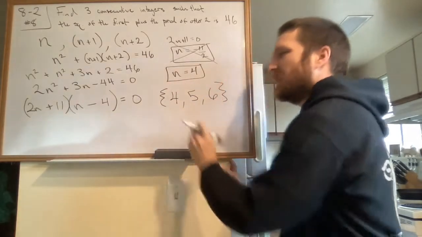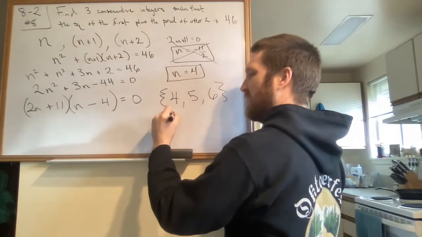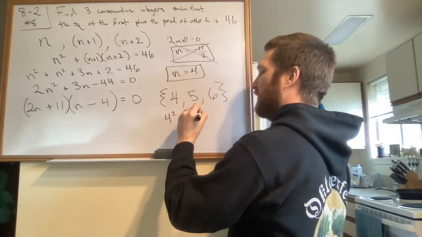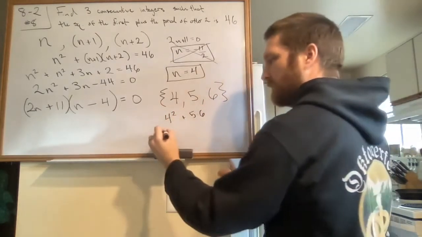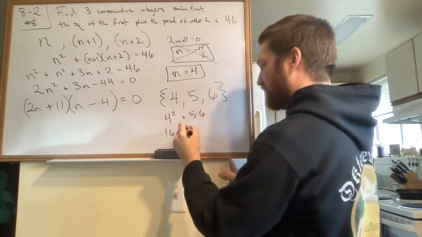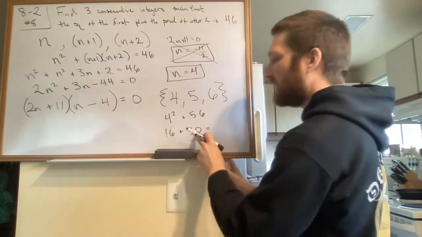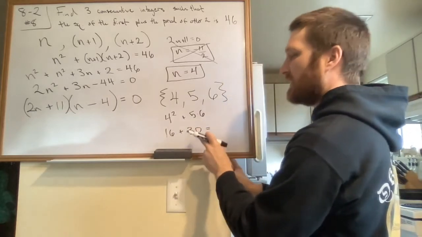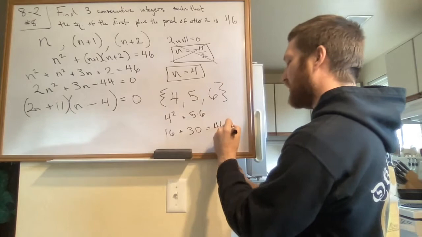And let's just double check that when I square the first and add it to the product of the second and third, that would be 16 plus 5 times 6 is 30. And we do get indeed 46. Yes. Okay. So we are good to go.